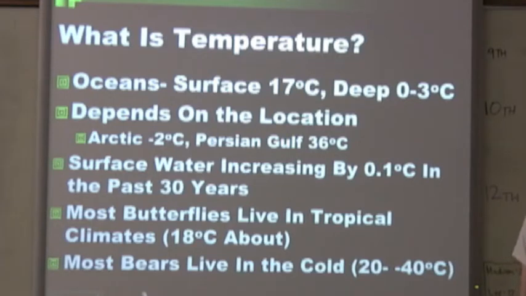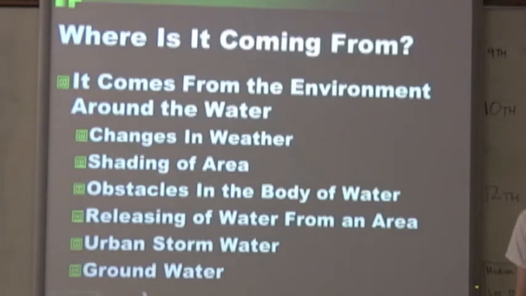In the past 30 years, the surface of the water has increased by 0.1 degrees Celsius, and animals require different temperatures to live in. Like butterflies, for example: every year when it gets closer to fall, butterflies will travel to Mexico, and they require tropical climates of about 18 degrees Celsius. But a lot of bears require much colder temperatures, like 20 to negative 40 degrees Celsius, because that's how they have adapted.